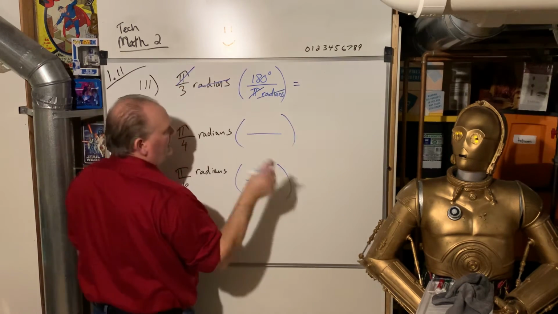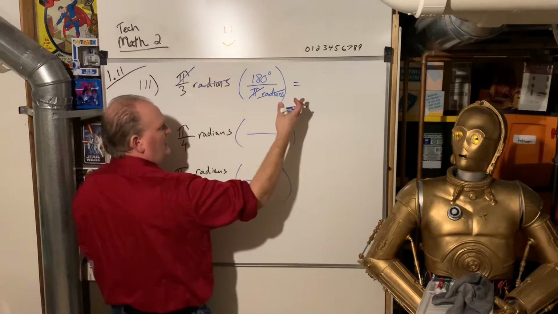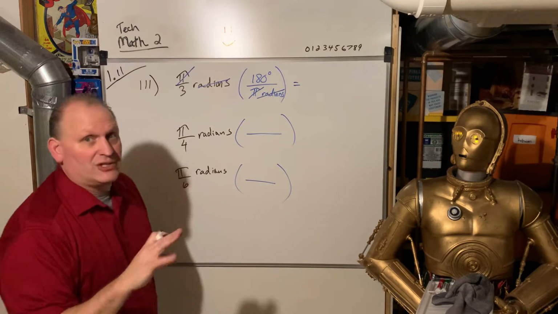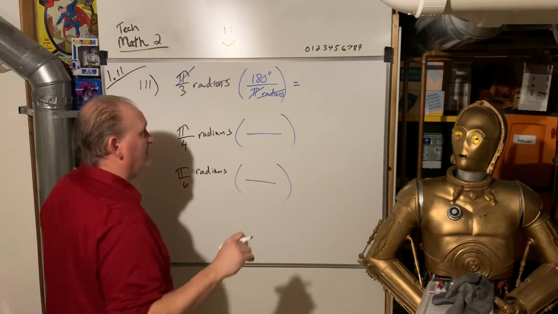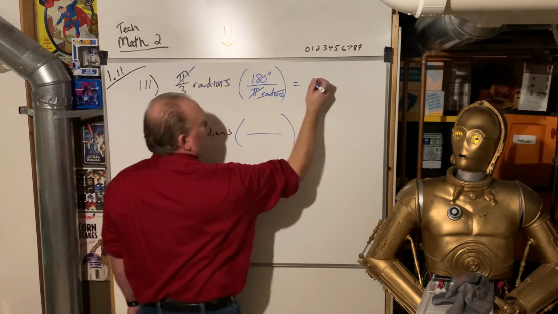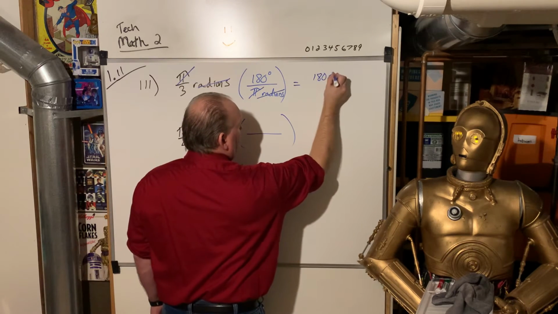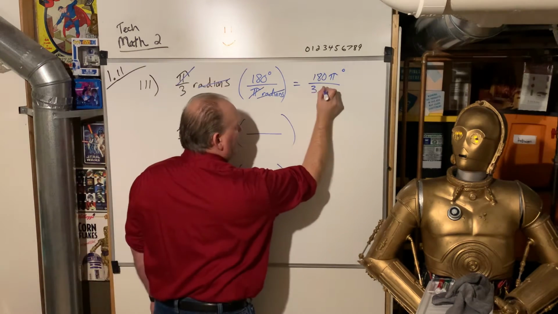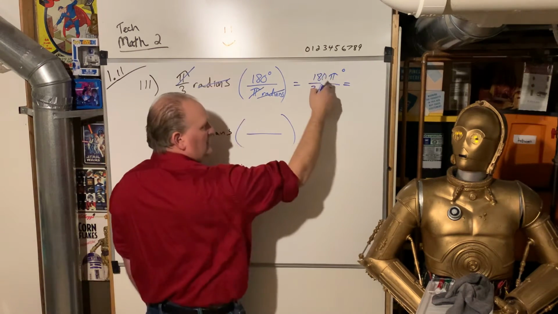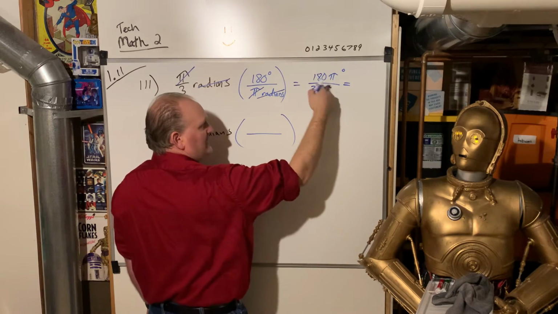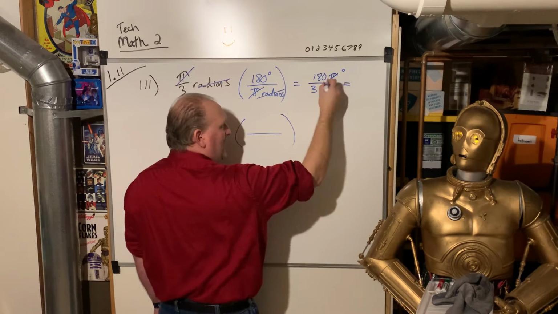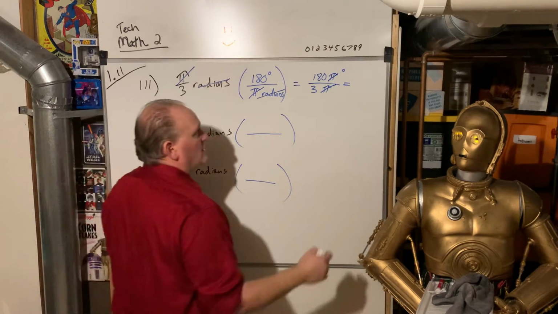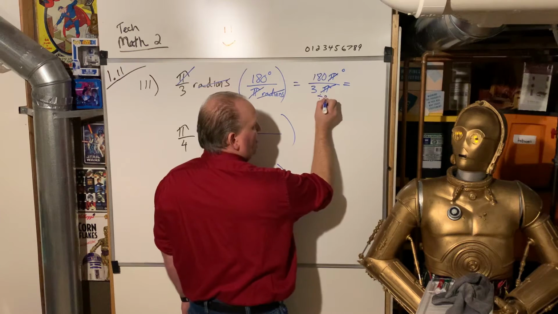Remember how you multiply. If I wanted to multiply and then reduce, I would take top times top, bottom times bottom. That's how you multiply fractions no matter what, all the way back to the very beginning. So pi times 180 is 180 pi, and that would be degrees, over 3 times pi is 3 pi. Now I have that times pi, I have that times pi. Since they're being multiplied, I could divide them out, reduce them, or cancel them, whatever way you want to look at it.